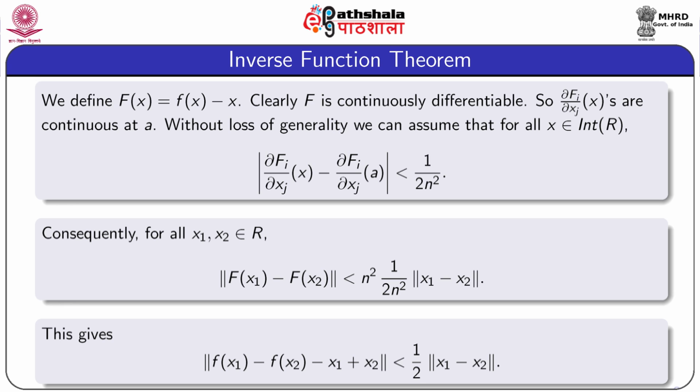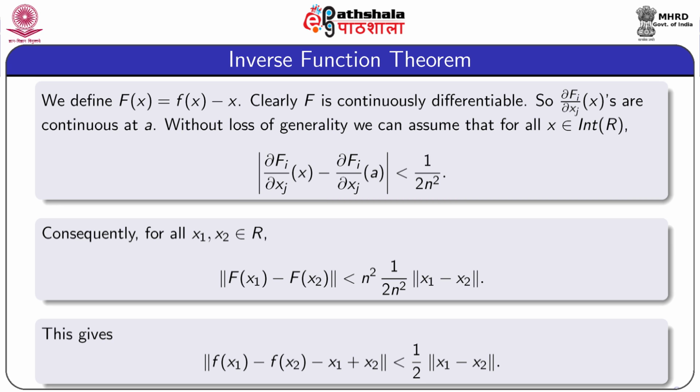We define a function capital F by F(x) equal to f(x) minus x for every suitable x. We know small f is continuously differentiable, so capital F is also. Thus, the partial derivatives ∂F_i/∂x_j are continuous at the point A. Without loss of generality, we can assume that for all x in the interior of R, the modulus of ∂F_i/∂x_j at x minus ∂F_i/∂x_j at A is less than 1 upon 2n².